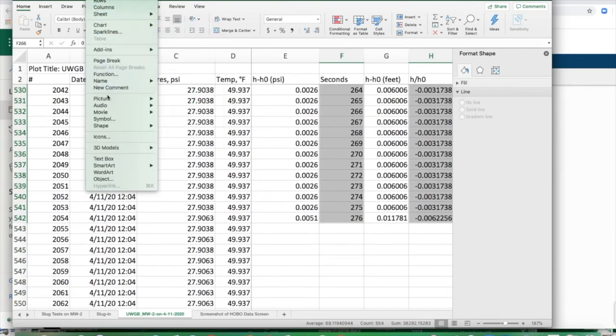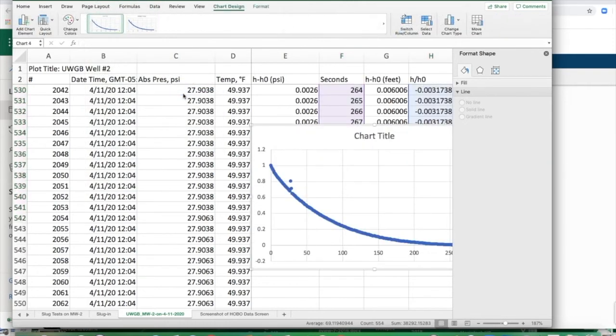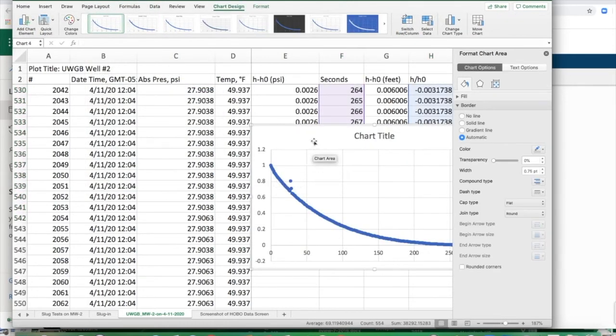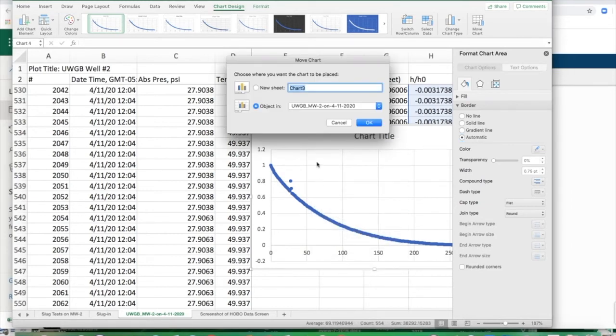We're going to insert a chart, and we always want to use scatter plot for most scientific things at least. And here's what we have. Let me move this chart to its own sheet, and we're going to call this one Slug Out Monitoring Well 2.